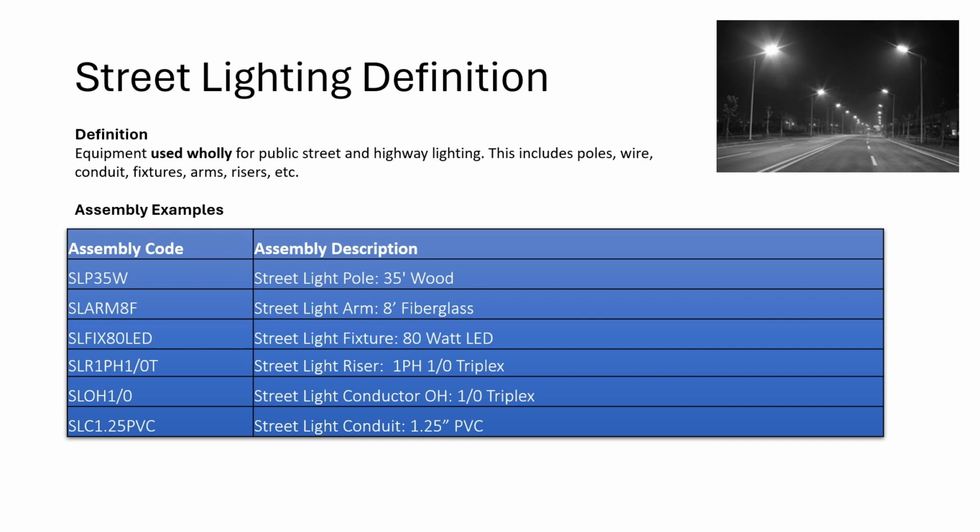So below you can see some examples of various assemblies, the code along with the description directly to the right of it. This gives you an idea of some of the examples as you would see them within OpenPoint. It's important to refer to your utility's tariff on street lighting. Some utilities combine rental lights and street lights into the same category.